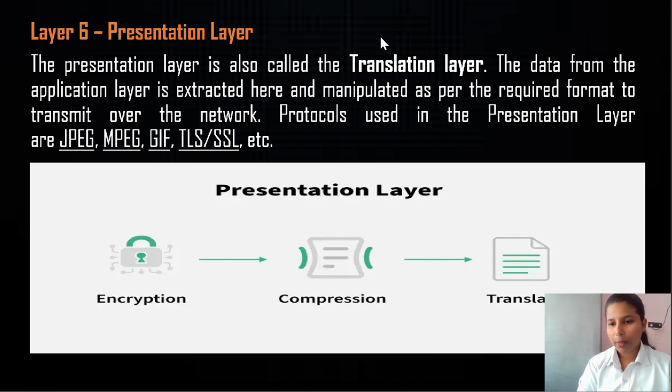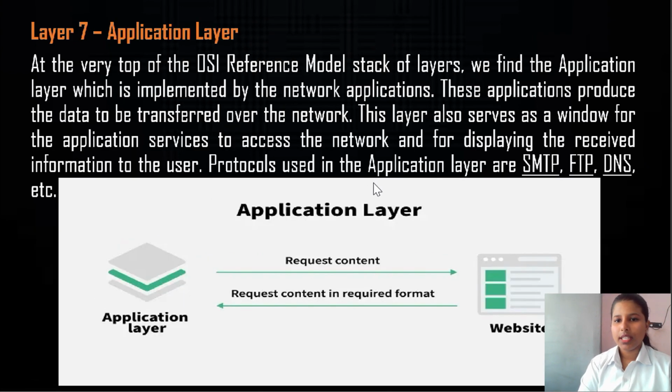In the application layer, the protocols used are SMTP, FTP, DNS and so on. In the application layer there are so many protocols used. Sorry, I forgot to explain that earlier. In the application layer we use SMTP, that is Simple Mail Transfer Protocol, which we use to send email over the internet. And there is FTP, DNS, which are the main protocols we use, and HTTP and other protocols also.